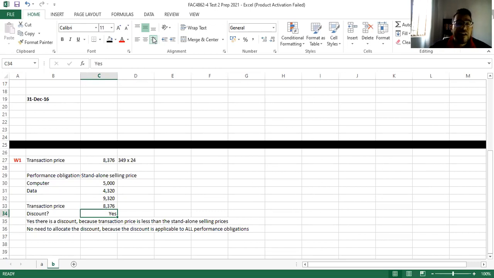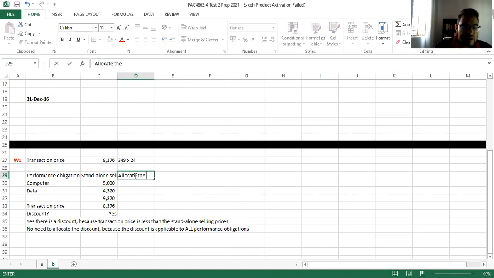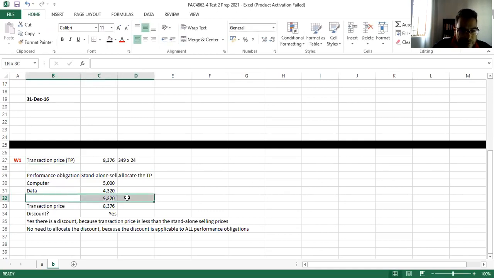The only time we allocate a discount specifically is when a discount applies only to one or a few of the performance obligations. So now we can allocate the transaction price, TP for transaction price. Let me just do it here. So now we're going to allocate the transaction price.